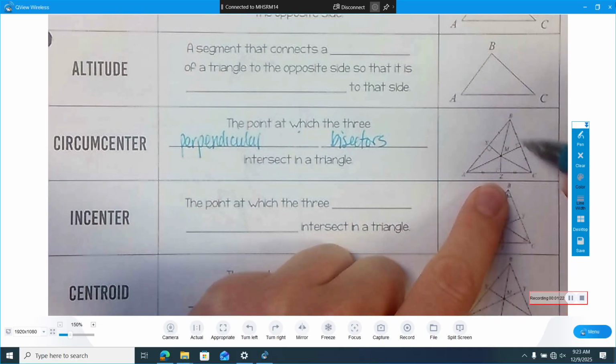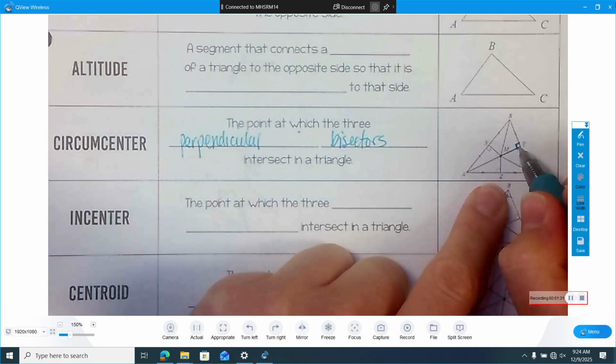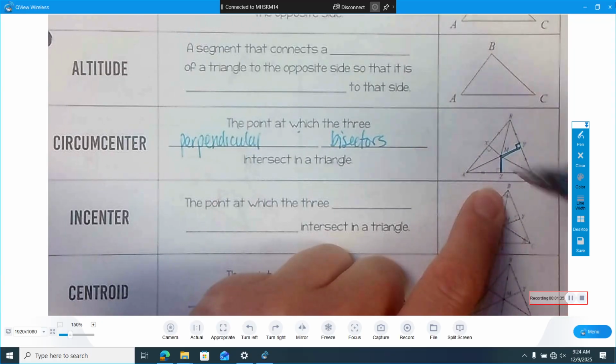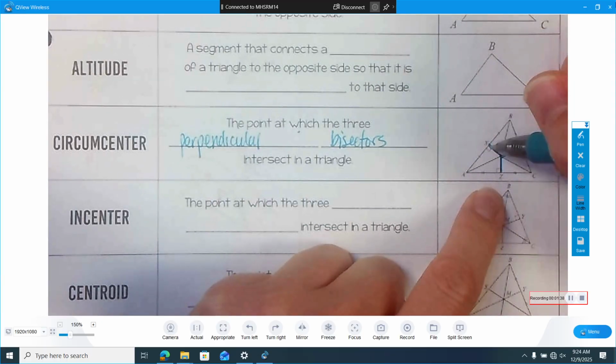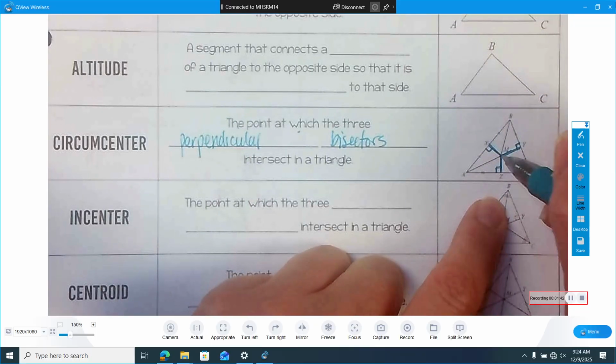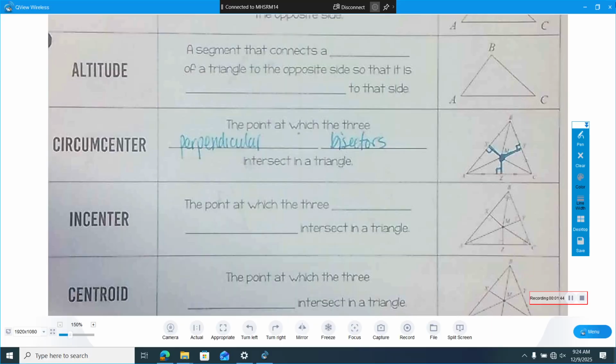You can see the markings on the diagram. We had a bisected segment here. It's cut into two equal parts. We've got the perpendicular. So here, segment MY, segment MZ, and segment XM are the perpendicular bisectors. So M is the circumcenter.